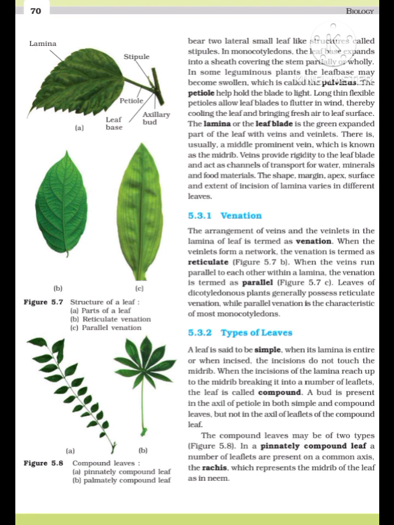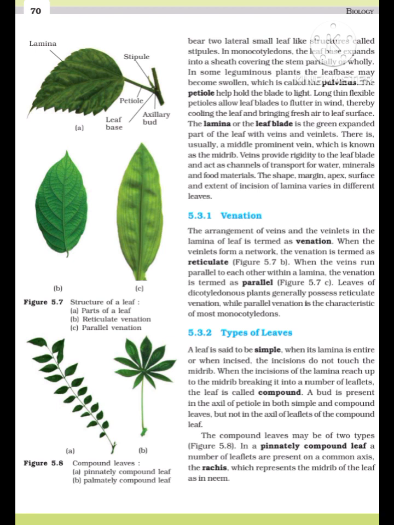Figure 5.7 Structure of a leaf. A. Parts of a leaf. B. Reticulate venation. C. Parallel venation. Figure 5.8 Compound leaves. A. Pinnately compound leaf, neem. B. Palmately compound leaf, silk cotton.